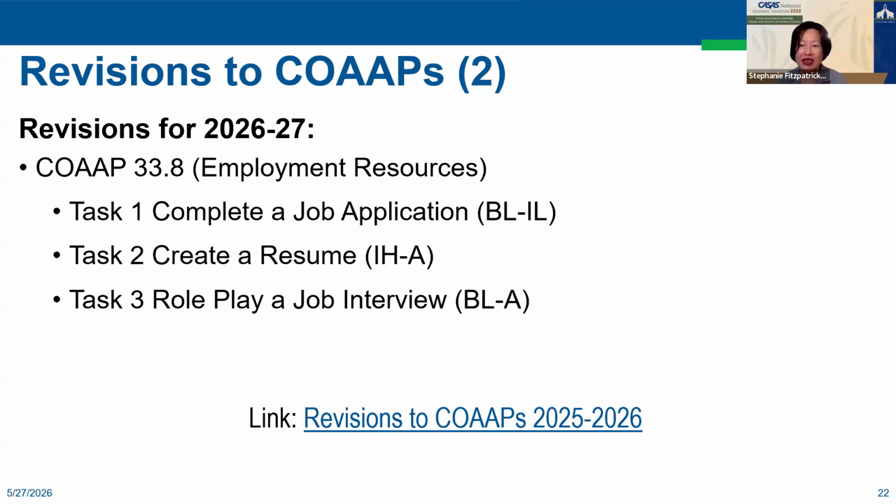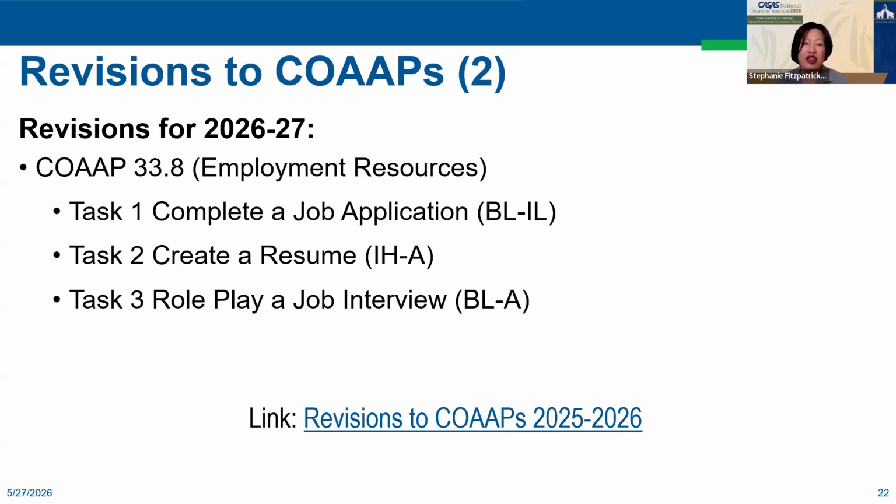So 33.8 will be task 1, complete a job application for beginning low and intermediate low. Task 2, create a resume. This is for intermediate high to advanced. And then the last one, task 3, role play a job interview. That's for all levels, beginning low to advanced. And again, this one will be a revision for 26-27.